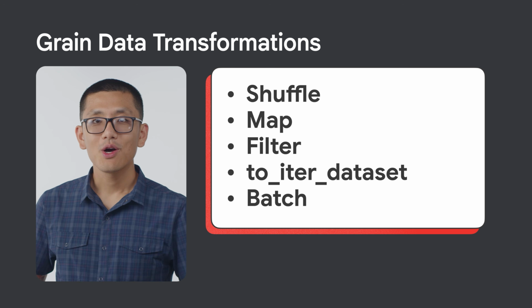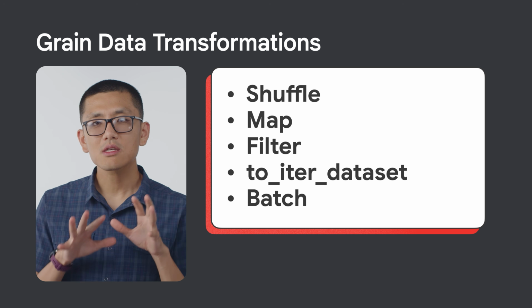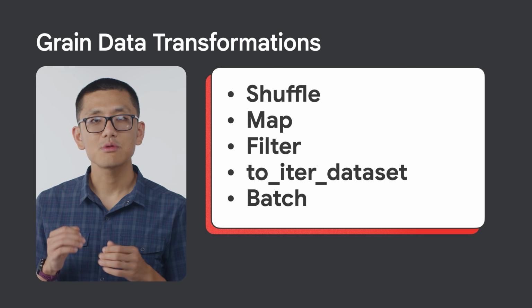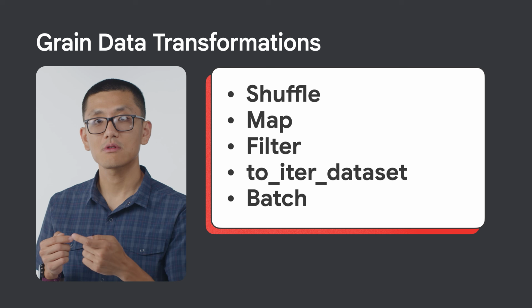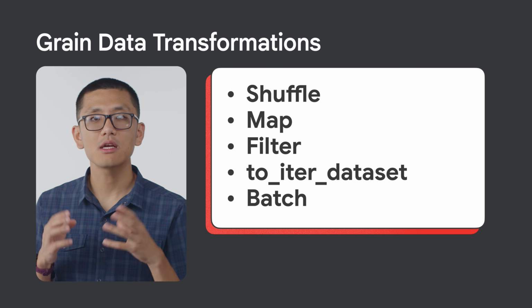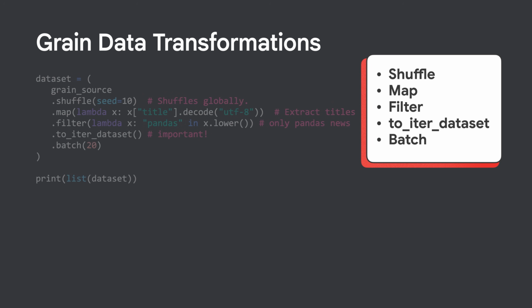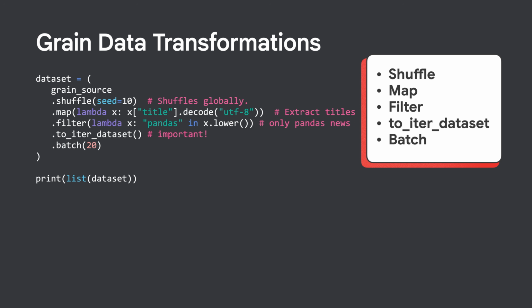One important piece to note, you need to convert the dataset to what's called an iter dataset if you want to use batch after filtering. This turns the dataset into an iterable rather than a random access dataset. Let's walk through this working example.